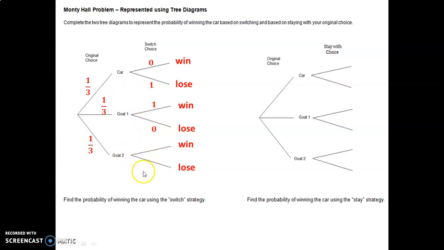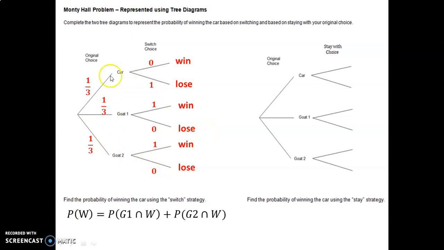Now that exact same thing happens here on goat number 2, because if you choose goat 2, then the host will reveal goat 1, and then if you switch, you will switch to the car, and then you will have a 100% chance of winning. So win and lose is 0 here. So now when you look at this, what would be the probability of winning a car using the switch strategy? So what would be the probability of winning under this strategy?